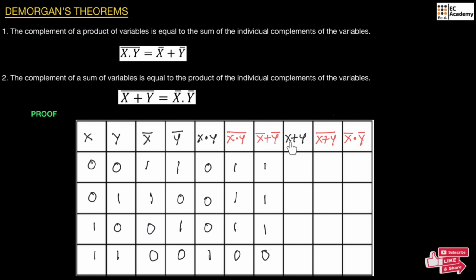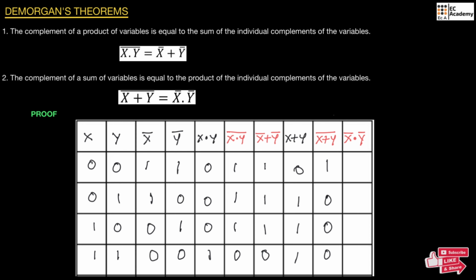Now let us find the OR operation of x and y, which is x or y. So 0 or 0 will be 0, 0 or 1 will be 1, 1 or 0 will be 1, and 1 or 1 will be 1. So x plus y will be 0, 1, 1, 1. Now let us find the complement of x plus y, which is x plus y whole bar. So the complement of x plus y will be 1, 0, 0, 0.